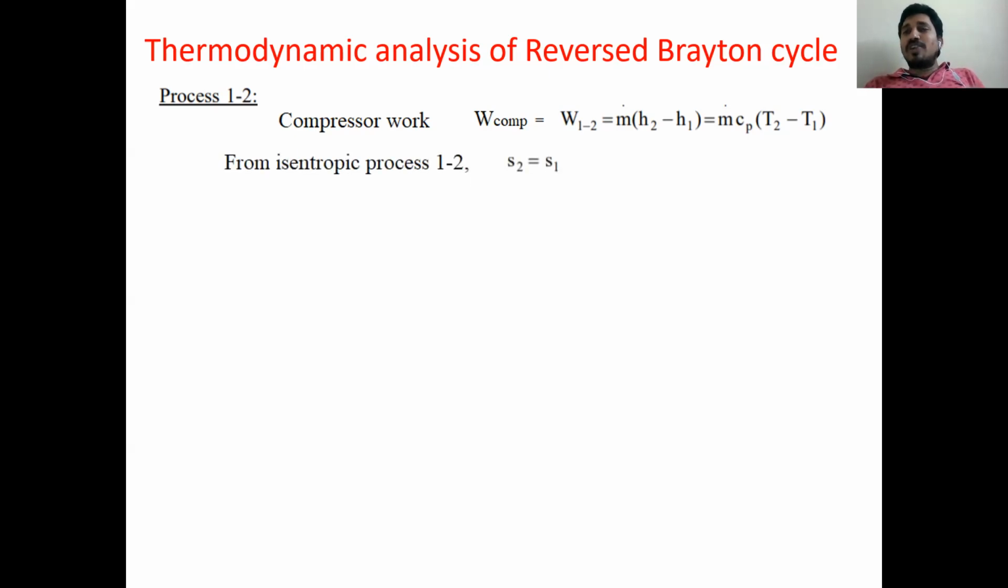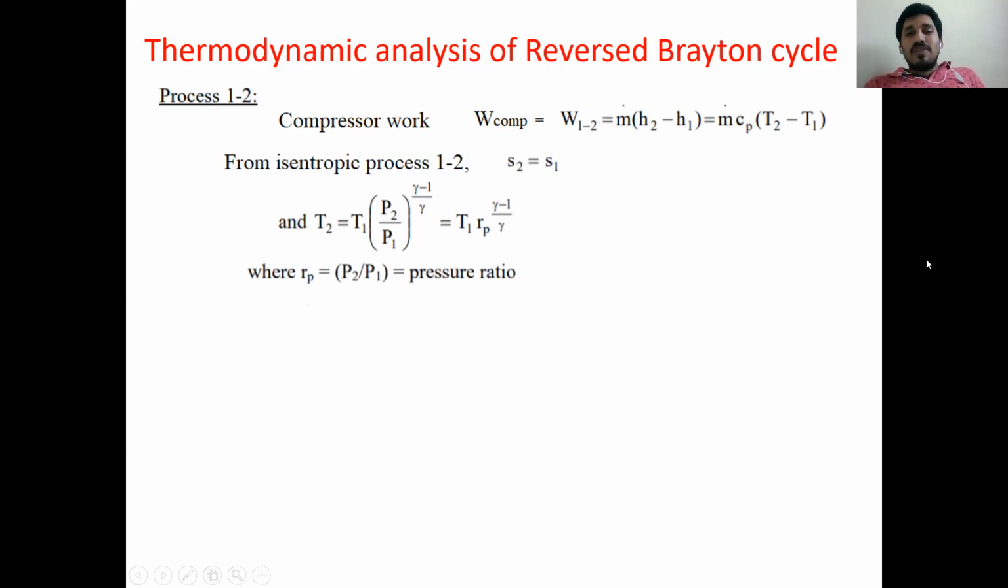We observe here process 1-2 is an isentropic process. S1 is equal to S2. So we already discussed in thermodynamics, for an isentropic process, the relation between temperatures and pressures, I have given on this slide here. T2 by T1 is equal to (P2 by P1) power (gamma minus 1) by gamma. So from which I can write T2 is equal to T1 into (P2 by P1) power (gamma minus 1) by gamma. P2 by P1 is written as rp, the pressure ratio. So T2 is equal to T1 into rp power (gamma minus 1) by gamma.